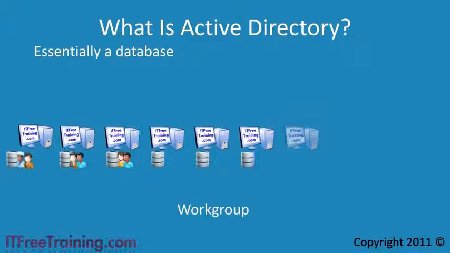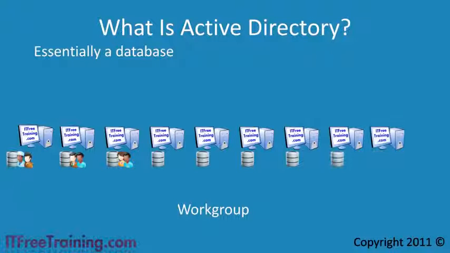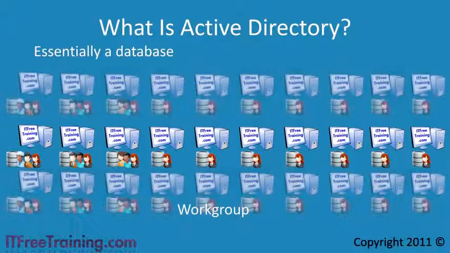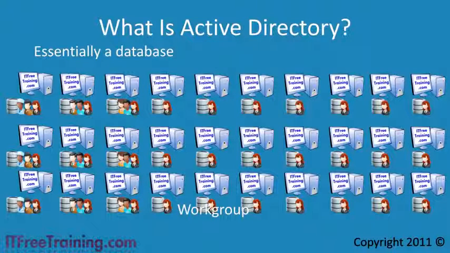Each time a new person needs access or an old person needs to be removed, you would need to visit each of the computers that are affected by that change. Now imagine you have 50 or 100 computers. You can see that this quickly becomes unmanageable.